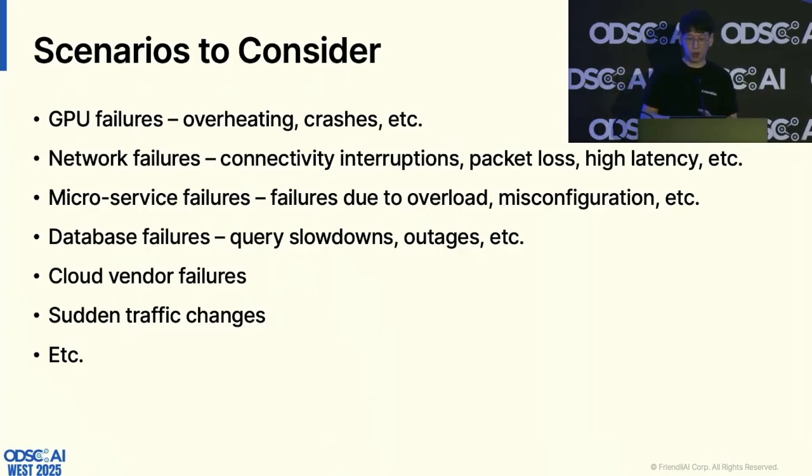Network failures also happen more often than you expect. Microservice failures, database failures, cloud vendor failures. Even major providers can experience outages. For example, the recent Amazon incident, sudden traffic changes, etc.